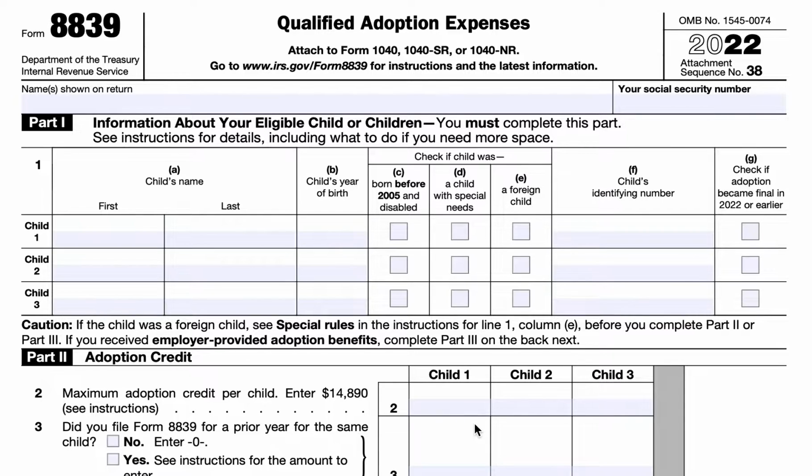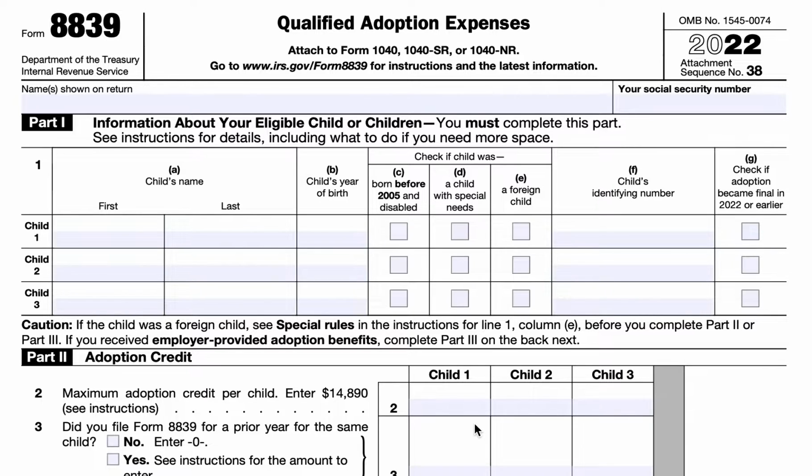You will use IRS Form 8839 to figure your adoption credit and any employer-provided adoption benefits that you can exclude from income. You can claim both the exclusion and the credit for expenses of adopting an eligible child. For example, depending on the cost of the adoption, you may be able to exclude up to $14,890 from income and also be able to claim a credit of up to $14,890. But you cannot claim a credit and an exclusion for the same expenses.